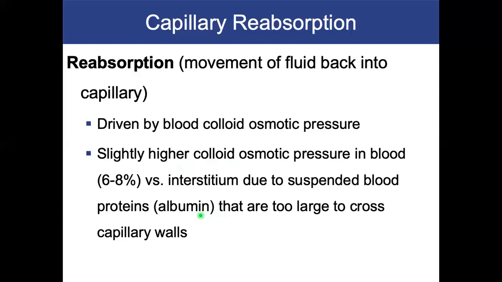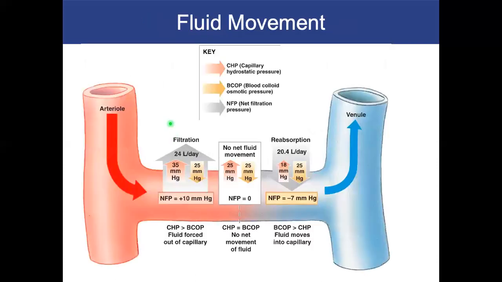Okay, they can't move into the interstitium. And because albumins are stuck in the capillary space, they are going to pull water towards them because that makes a higher osmotic pressure. Okay, here's a picture. So I like this picture because it shows you the opposing forces. So if you look at the key, the red arrow is the capillary hydrostatic pressure. The yellow arrow is the blood colloid osmotic pressure, and then the gray arrow is a net filtration pressure.